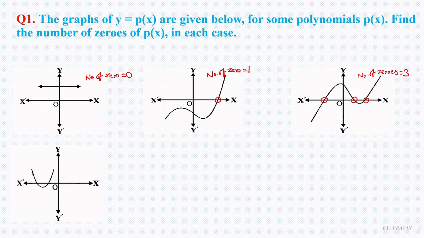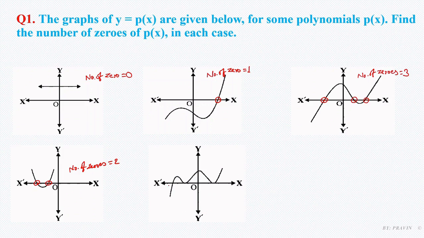For this curve, you find that this is the point where the graph is intersecting the x-axis and this is another point. So number of zeros is equal to 2, because the x-axis is being intersected by the graph at 2 different points.